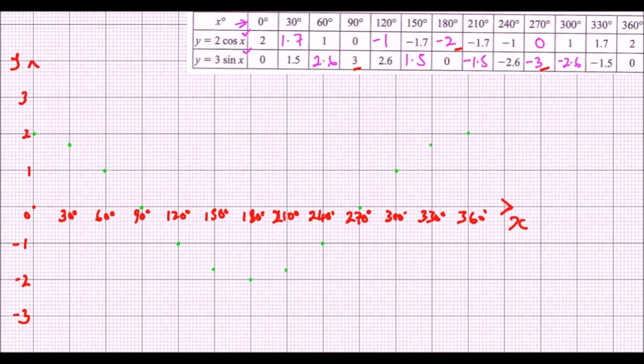So from there, we plot the graph of y is equals to 2 cos x. So this is a graph of y equals to 2 cos x. Always remember to label your graph. So we have y is equals to 2 cos x. And when you are plotting a graph, a curve, always use your free hand. Do not use a ruler. And ensure that your graph is as smooth as possible.